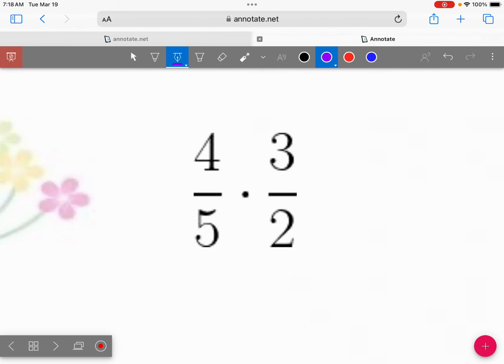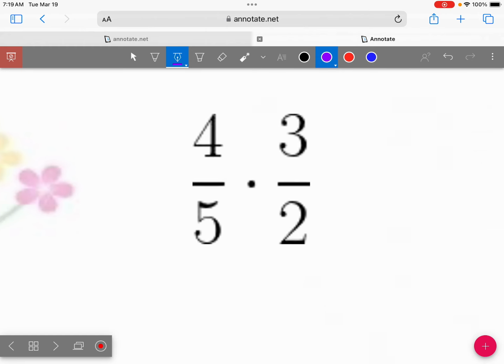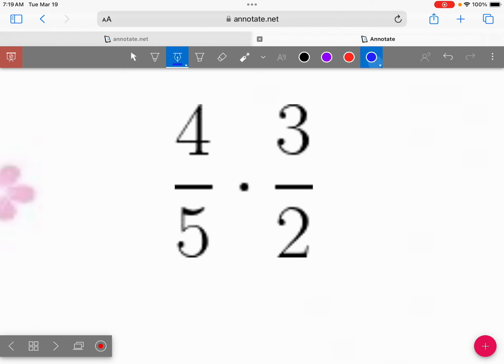Then we would look to see if we can simplify it. We don't have anything we can simplify here. So that's your answer for that one. On the next one, we could just straight up multiply across and then simplify. Or we can simplify beforehand because we know these are going to wind up as one big fraction where it's 4 times 3 and 5 times 2.